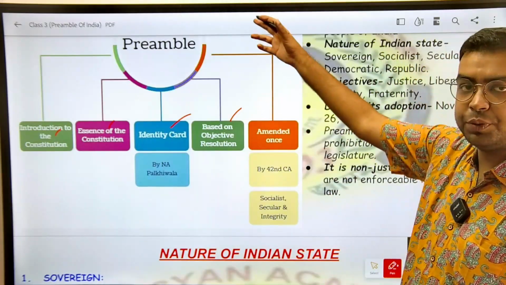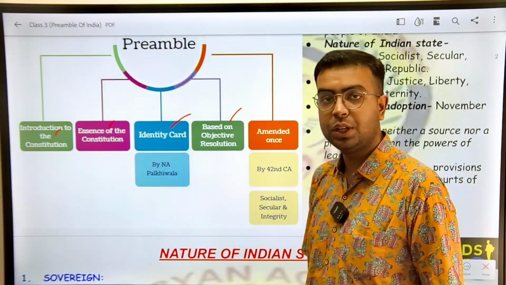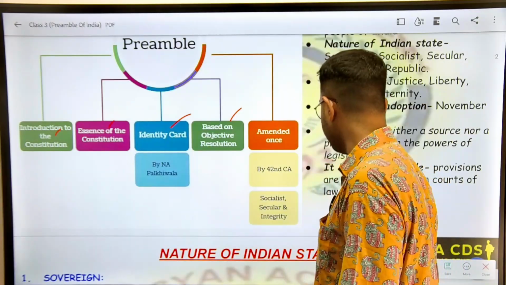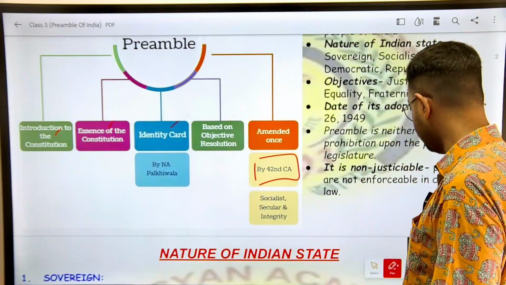Earlier we just saw the different words, right? Earlier certain words, I'll teach you in the next slide, were not there, but these words were added by the 42nd Amendment Act, which is also known as the mini constitution of India.